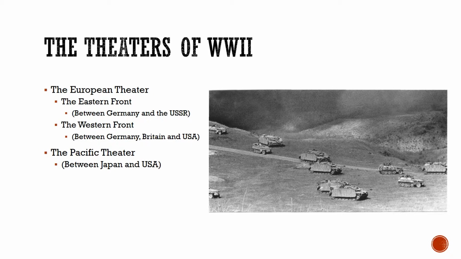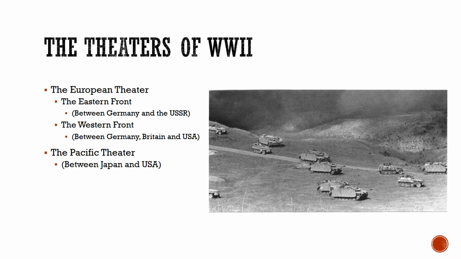World War II basically takes place on two major theaters. There's fighting all around the world, but the two major places are the European theater and the Pacific theater. The European theater is in Europe, and it can be divided into two different fronts, that is, places where fighting is happening. On the Eastern Front, this is between Germany and the USSR. And this is where a lot of the fighting for the whole war happens. Millions and millions of people die fighting on the Eastern Front.